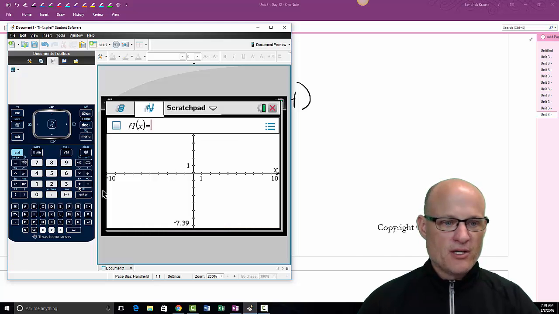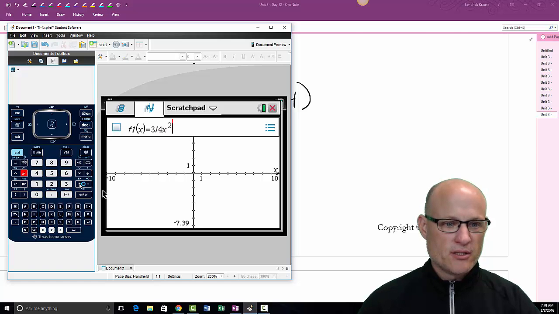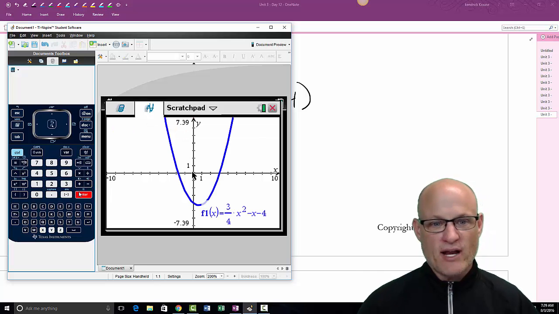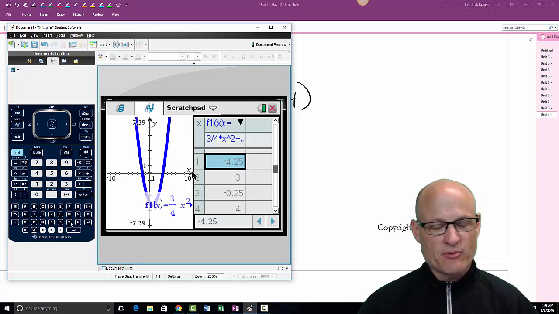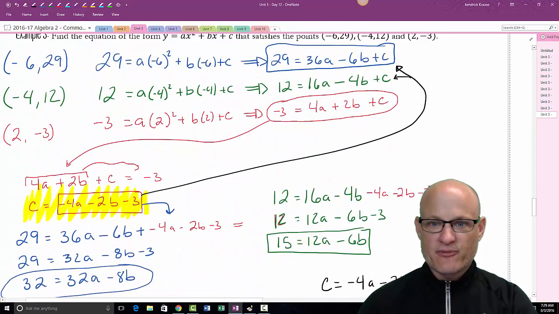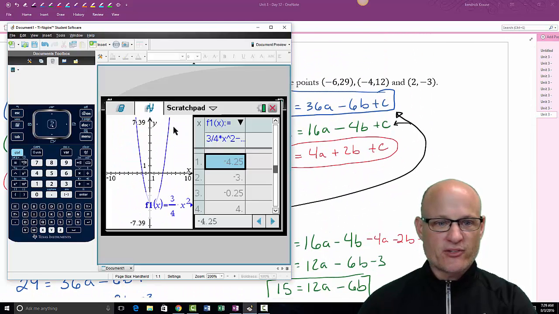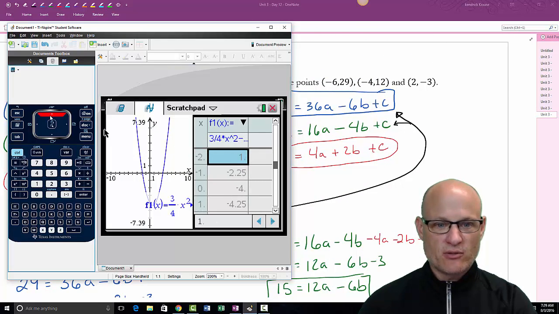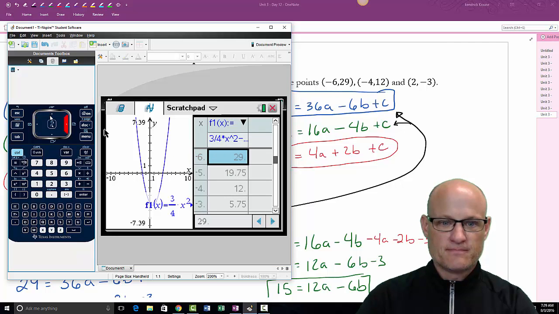All right. So 3/4, 3 divided by 4x squared minus x minus 4. There's my graph. I go to the table, Control T. I need to find 3 points. The 3 points I needed to find were negative 6 and 29. So I got to go all the way up here to negative 6. There it is, negative 6, 29 right there.